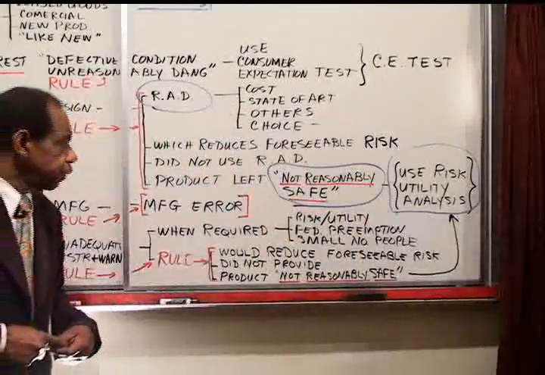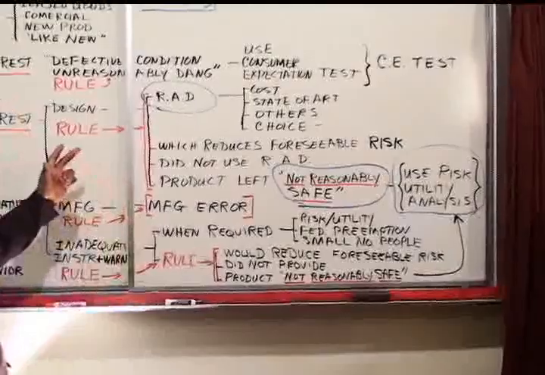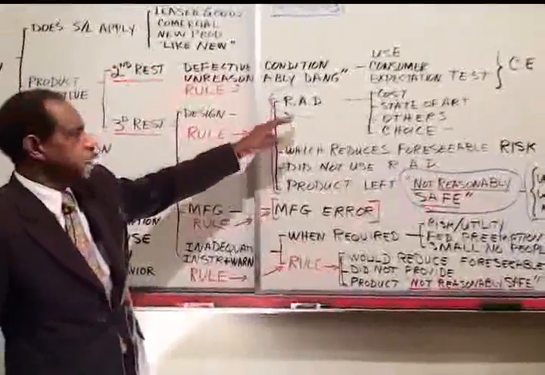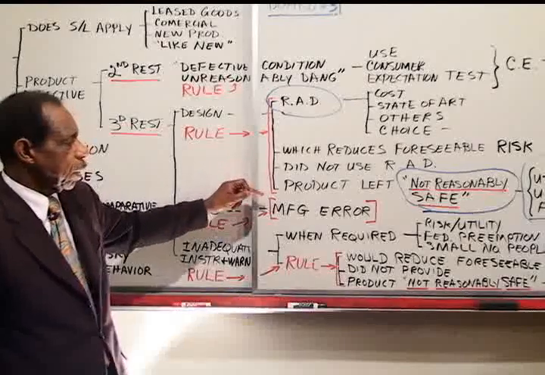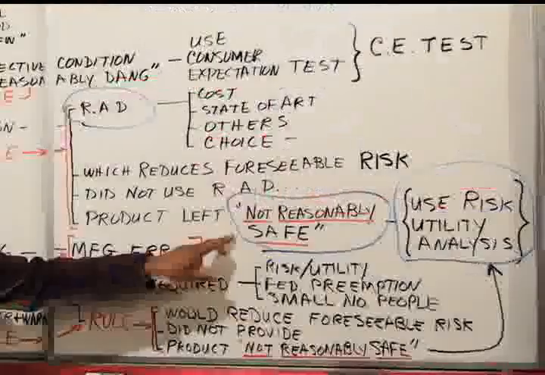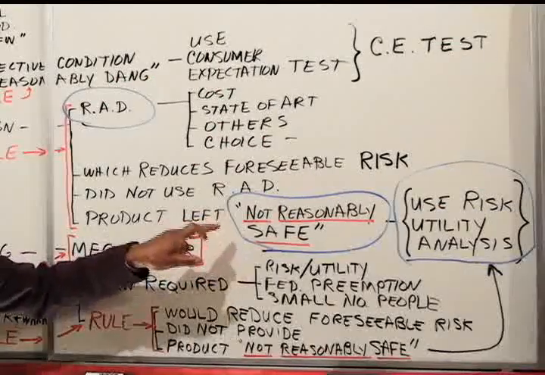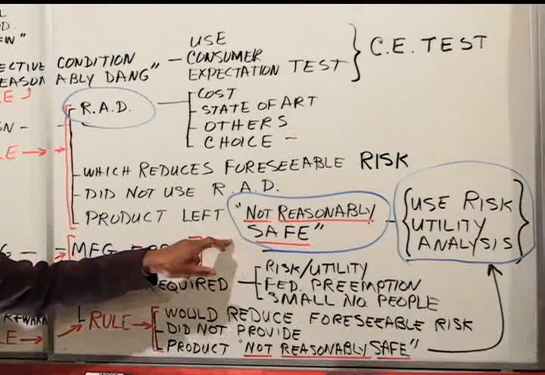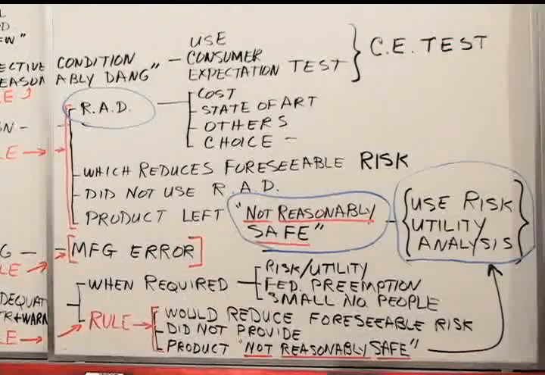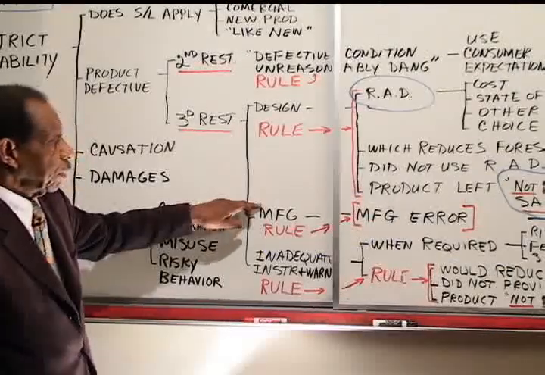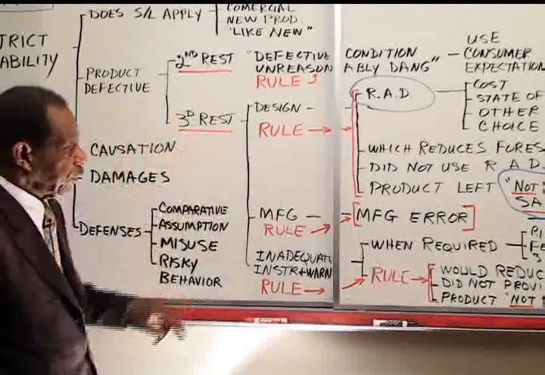So the Third Restatement says that you look to see if there's a reasonable alternative design which reduces the risk. If one exists, you didn't use it. Did that leave the product in a condition that is not reasonably safe? If so, then that product is defective. That's a design defect. In fact, let's go through these here for a second.